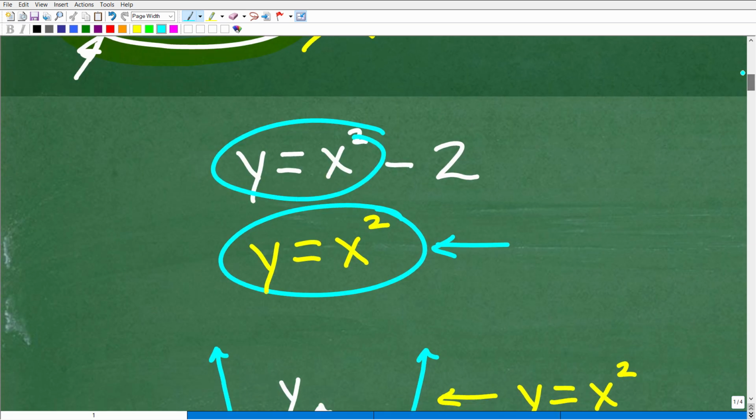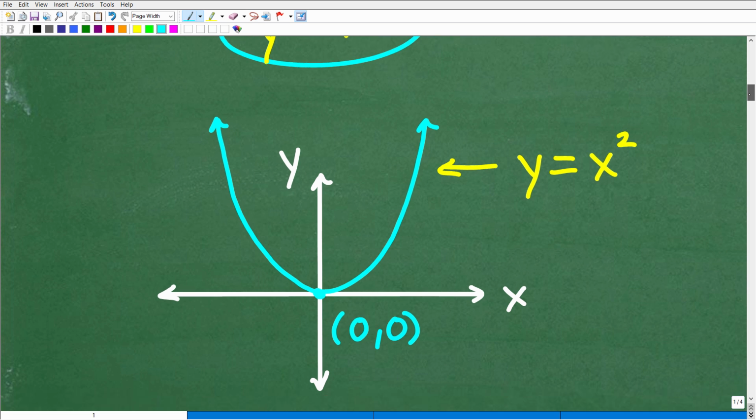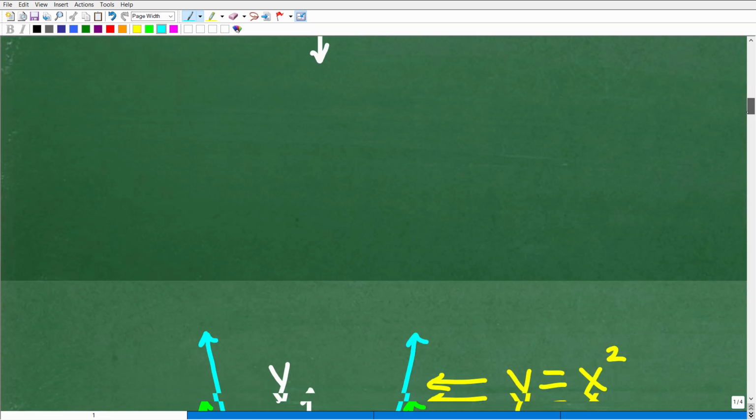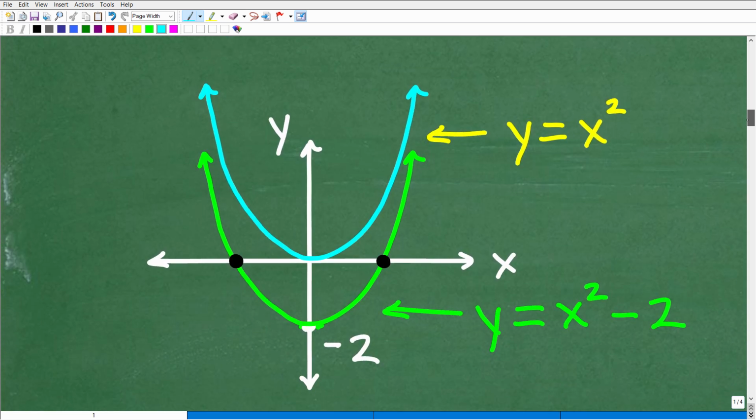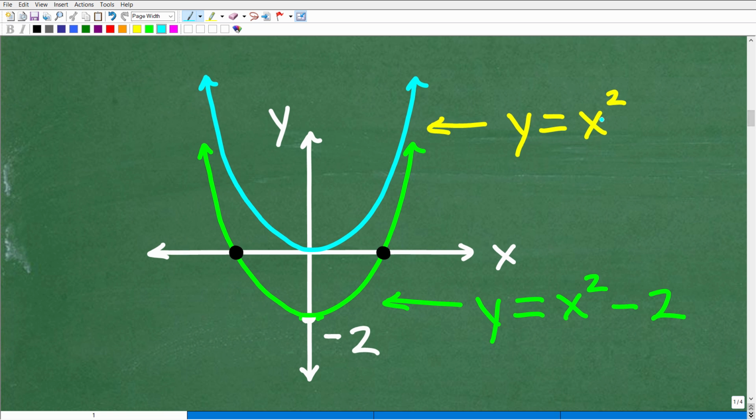So what is y equals x squared minus 2? Well, the minus 2 means that it's going to pull down this graph, or translate it minus 2 on the y-axis. So let's take a look at that right here. Here is y equals x squared. So y equals x squared minus 2 is this same graph, but we're just translating it down negative 2. Again, this comes into the topic of how to graph parabolas and functions in general.